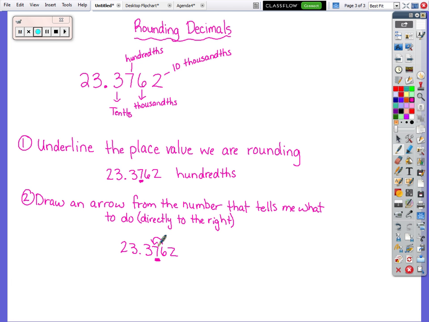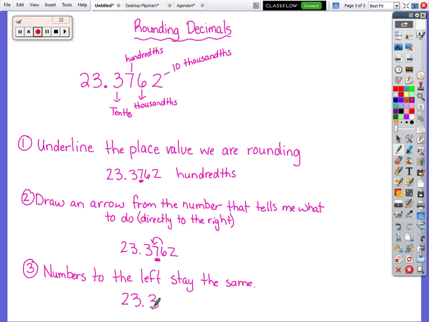Okay, two more steps. Step 3: we're going to keep the numbers to the left of where we're rounding the same. They are not going to change. Numbers to the left stay the same. So my 23.3, my decimal 23 and 3/10, stays the same.